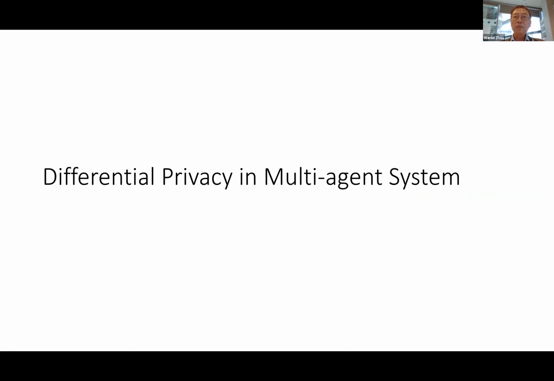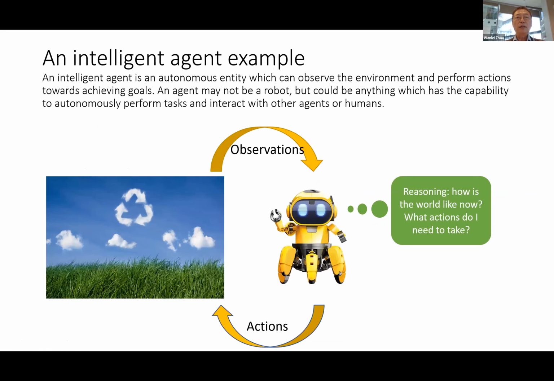Another example I would like to put a little more of my energy into is differential privacy in multi-agent systems. This multi-agent system, we know, is the kind of system where the agent observes the environment, does a lot of reasoning, and then takes some actions in the environment. This sort of intelligent agent system can observe the environment, do some reasoning, and then react to changes of the environment. This is what we refer to as an intelligent agent.